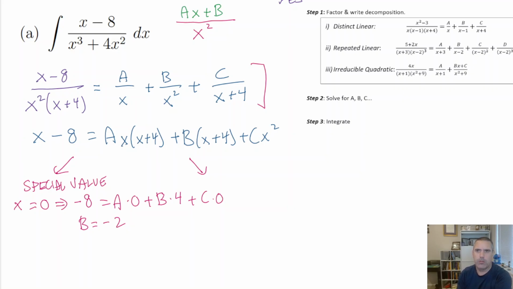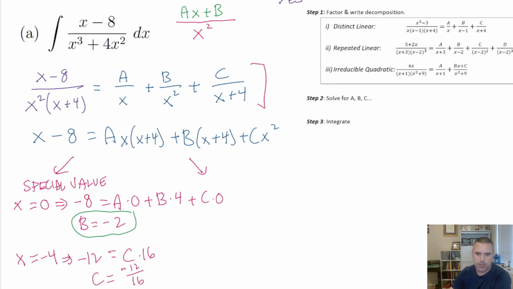Okay, so we have learned one value by doing this little special value trick. Is there another special value we can plug in? Sure. How about -4? We plug in -4, we get a -12 on the left, we get a times 0, we get b times 0, and we get c times -4 squared, so c times 16.